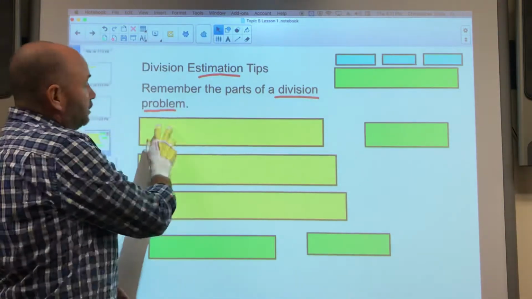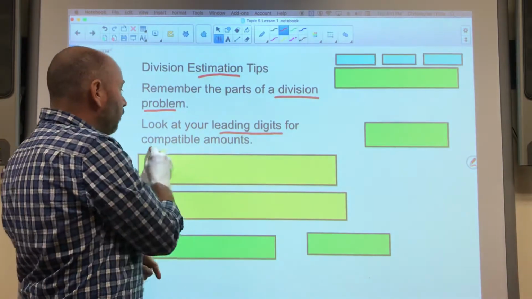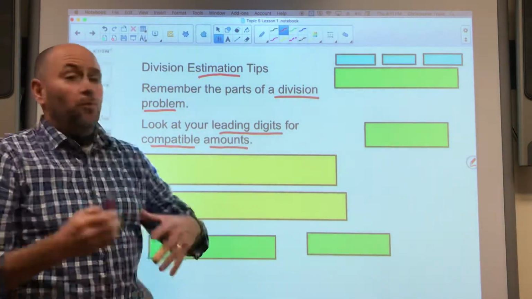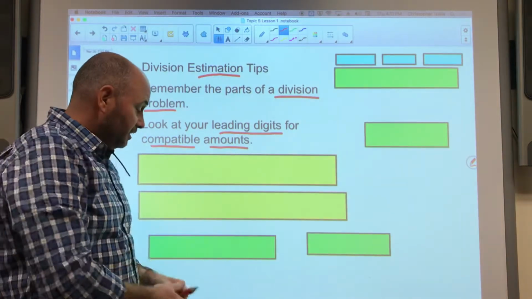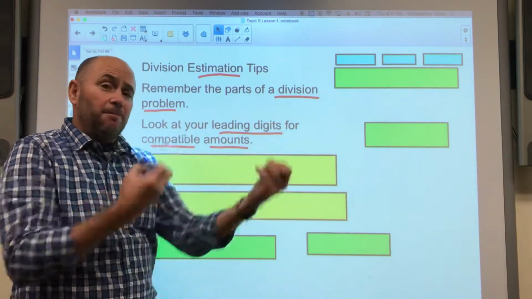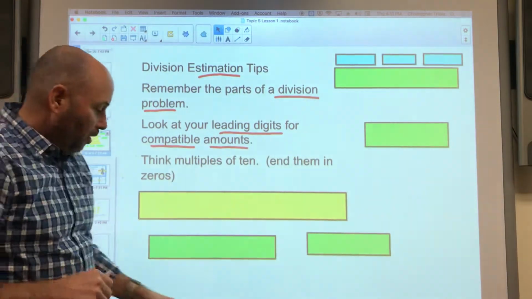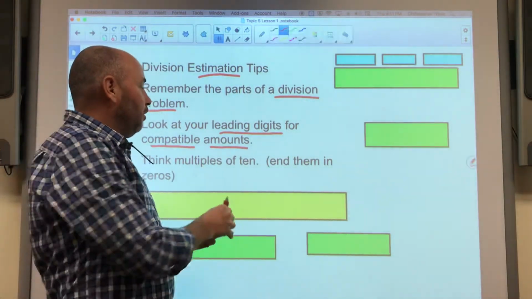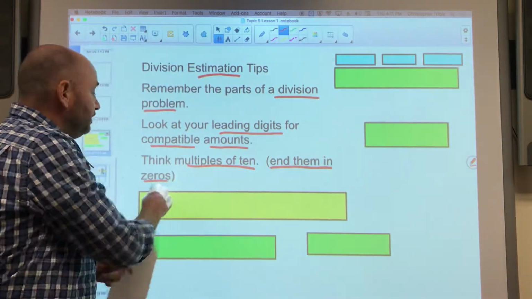The other tip is this. Look at your leading digits for compatible amounts. So what you want to do is always go to the leading digits to decide how you're going to create compatible numbers for rounding. Tip number 3. Always think in multiples of 10. In other words, end them in zeros.